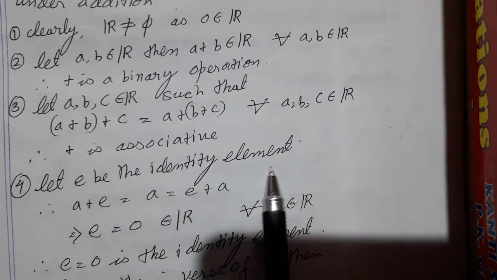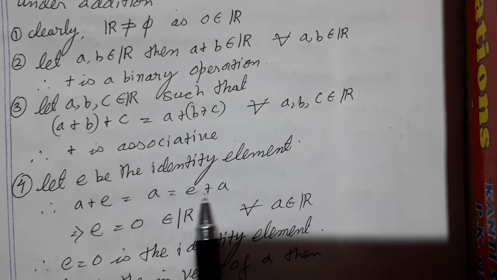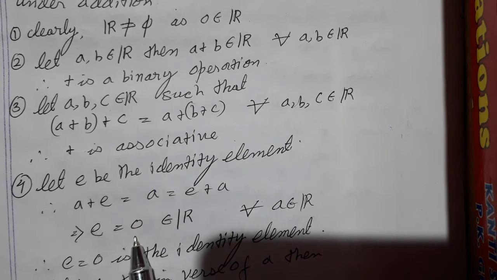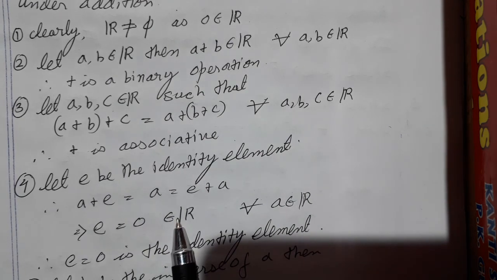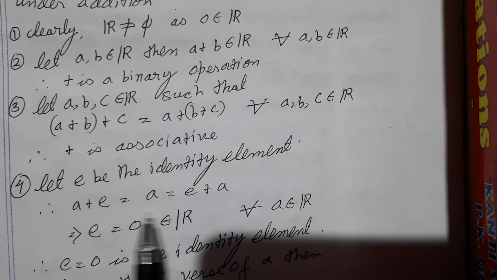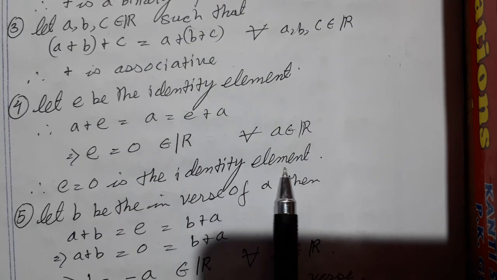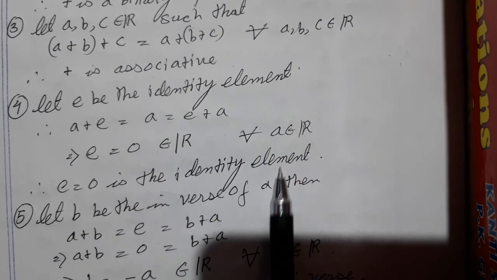Suppose e is the identity element, then this property should be satisfied under addition. From here we can easily find what e is; we got 0, which belongs to the real numbers, for all a belonging to the reals. So e equal to 0 is the identity element, or the additive identity.